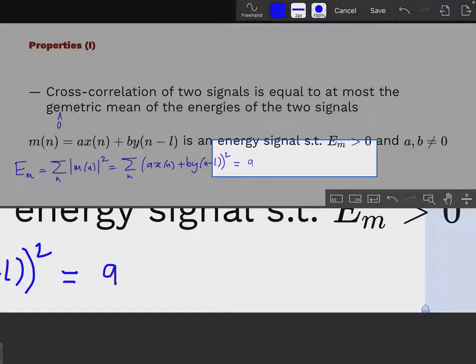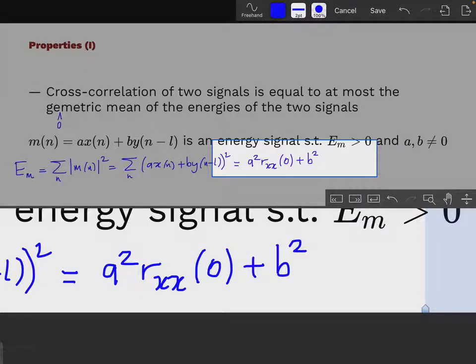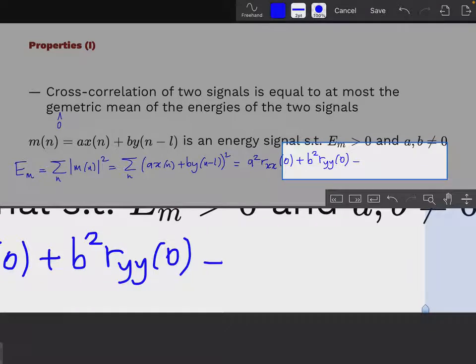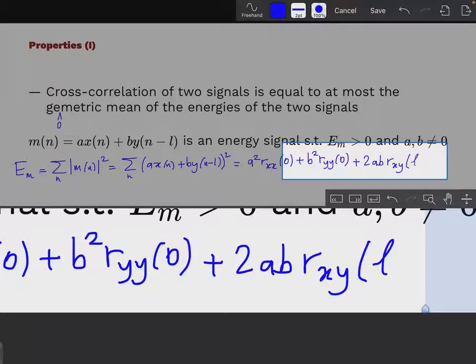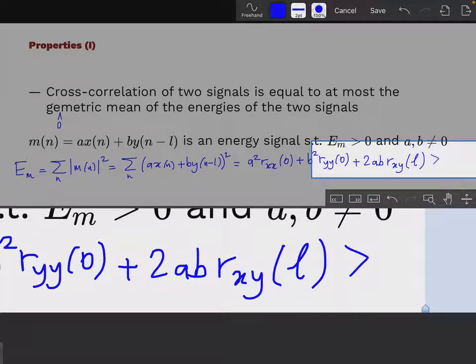So we have a squared, the autocorrelation of x at 0 lag, plus b squared, the autocorrelation of y at 0 lag, plus 2ab, the cross correlation of x and y at a lag L. Now we know that our signal is an energy signal, which means this quantity will be greater than 0. We have defined it before, right?